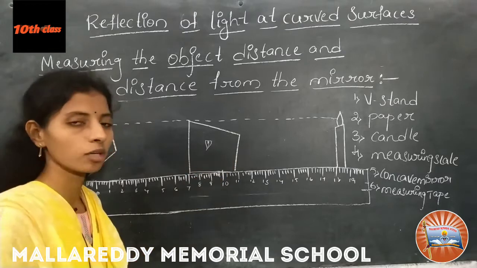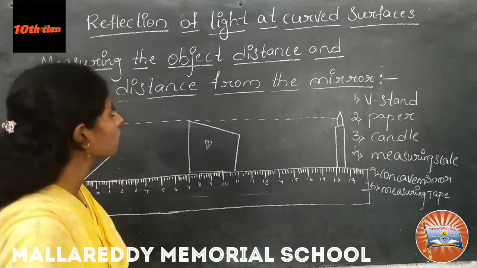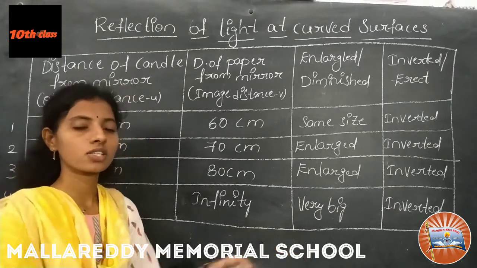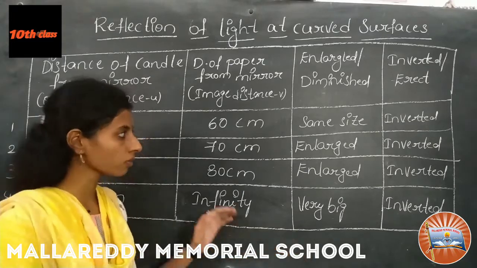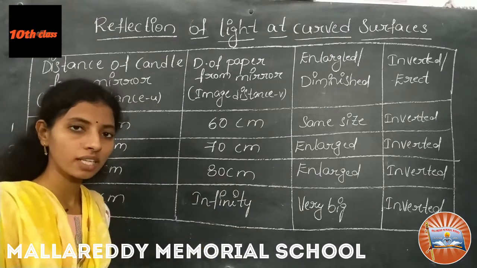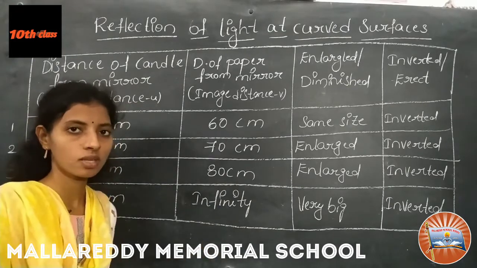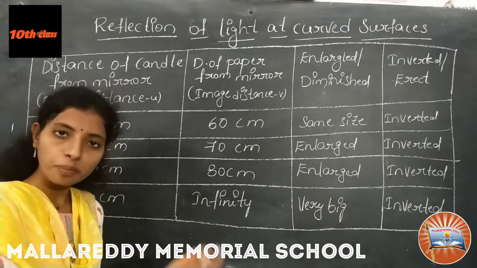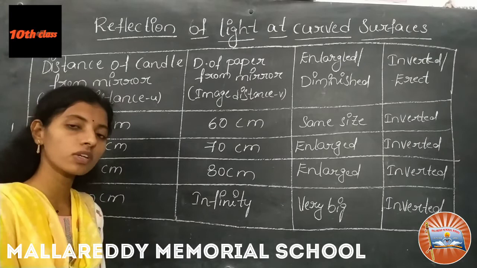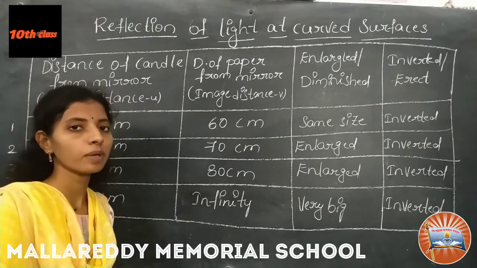Now I will write the table. I want to rub this carefully here. Where we get the sharp image we will observe in this table. When we take the object at different positions, we will get the image distance also at different positions. That means we will get the image distance on the paper here.